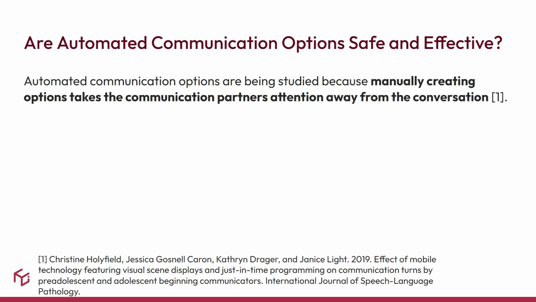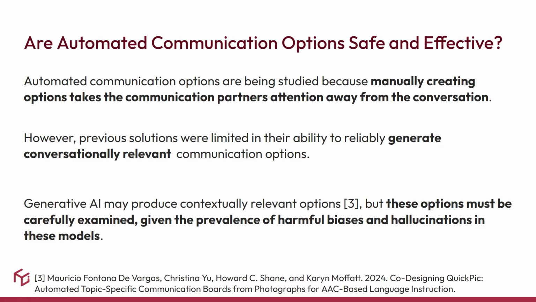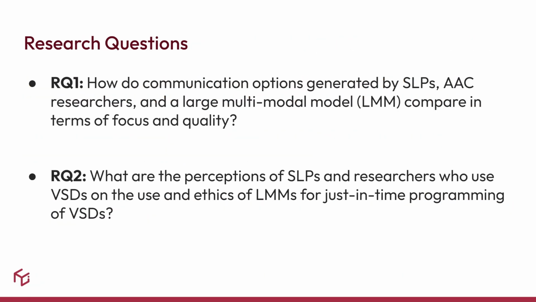Automated communication options are being studied because manually creating options takes the communication partner's attention away from the conversation. However, previous solutions were limited in their ability to reliably generate conversationally relevant communication options. Generative AI may produce contextually relevant options, but they must be carefully examined given the prevalence of harmful biases and hallucinations in these models.